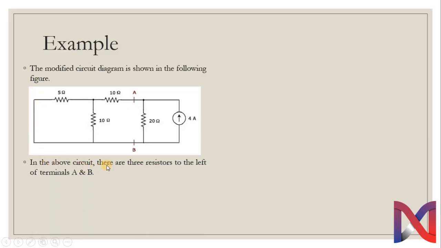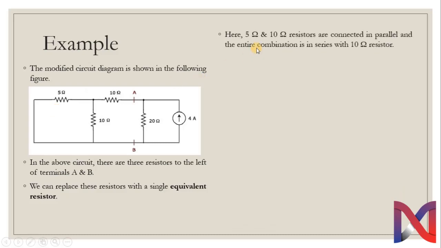So in the above circuit there are 3 resistors to the left of terminals A and B. As you can see, I have mentioned terminals A and B. At my load is the branch through which I am going to find the current. So we can replace these resistors with a single equivalent resistor.